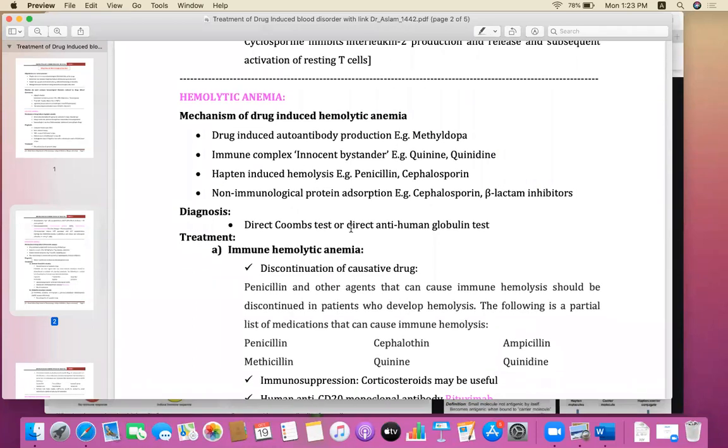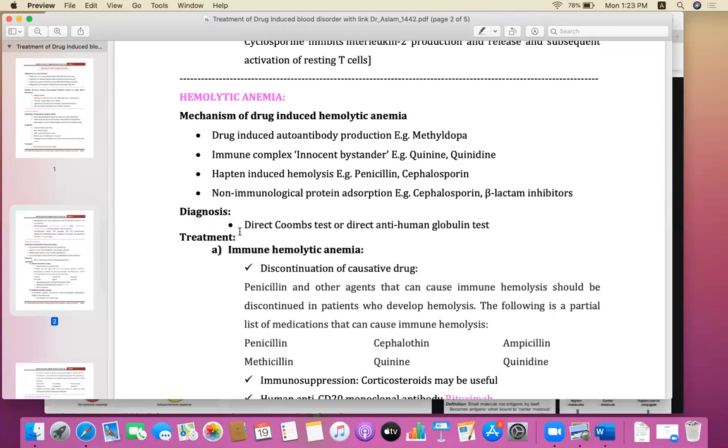And the fourth one is non-immunological protein adsorption. There are no immunological reactions involved in this mechanism, but the protein adsorption on the drug may lead to hemolysis, and the examples are the cephalosporin and the beta lactamase inhibitor.